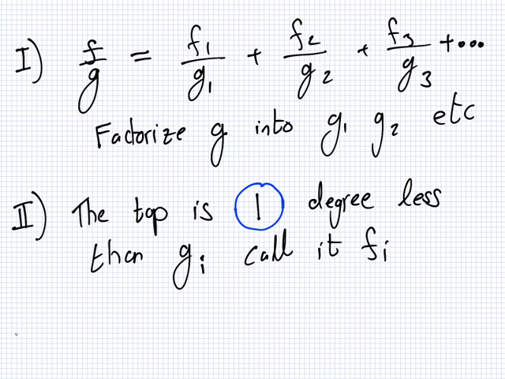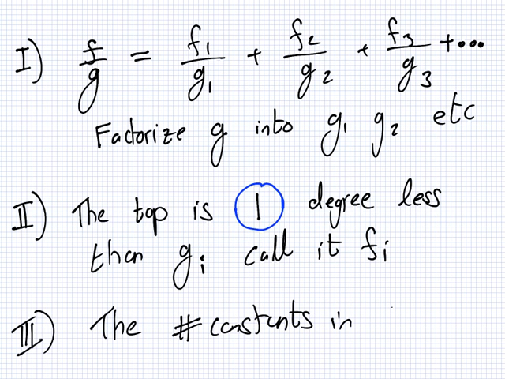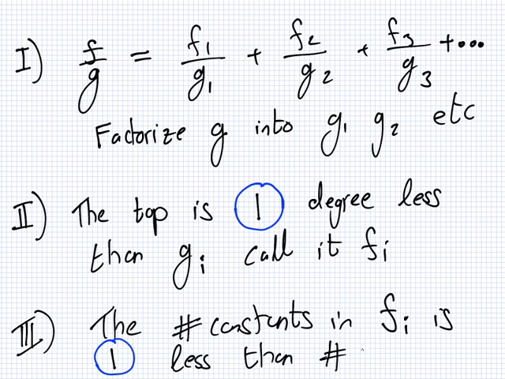Okay? And the third and final hint here for these problems is that the number of constants in fi is 1, and again it's exactly 1, less than the number of constants in gi.